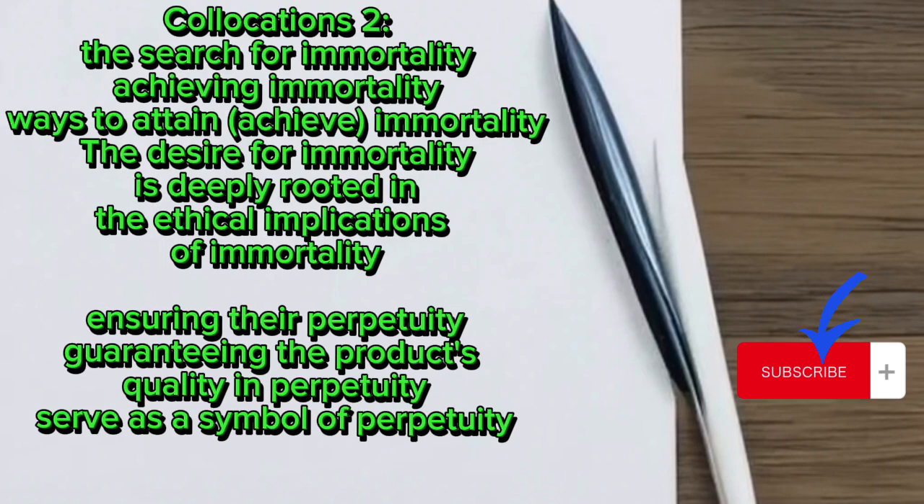Collocations 2. The search for immortality, achieving immortality, ways to attain immortality. The desire for immortality, the ethical implications of immortality, ensuring their perpetuity, guaranteeing the product's quality in perpetuity, serve as a symbol of perpetuity.